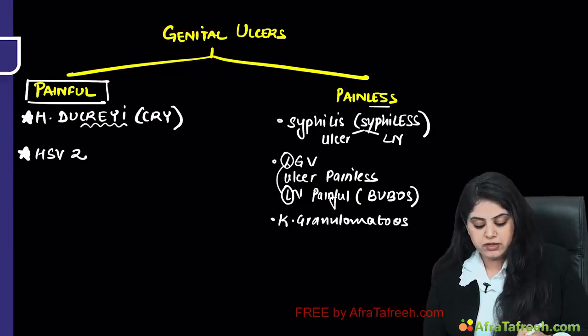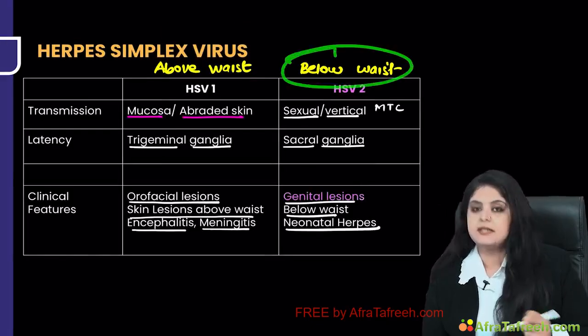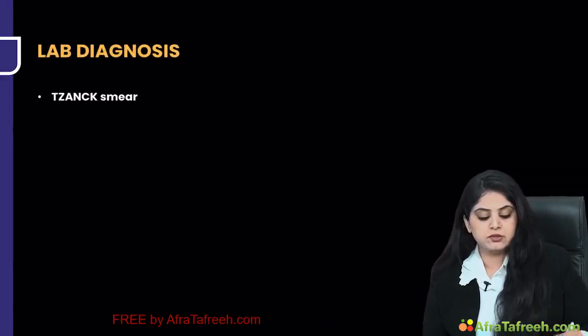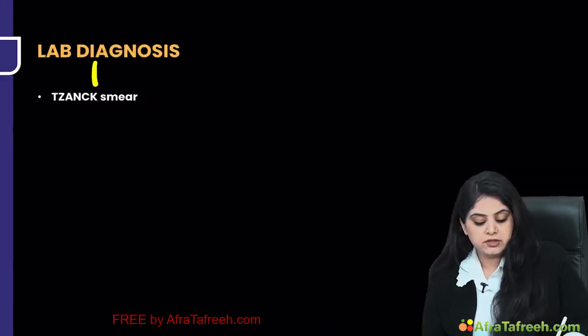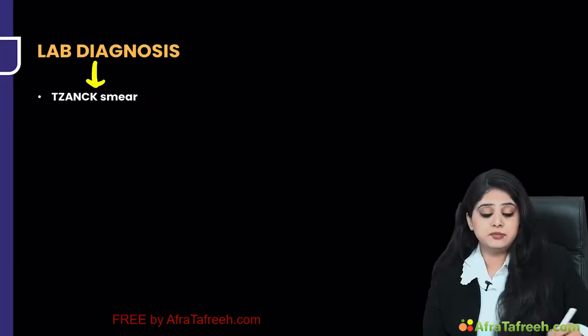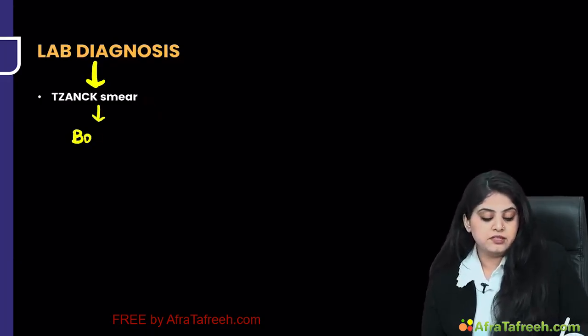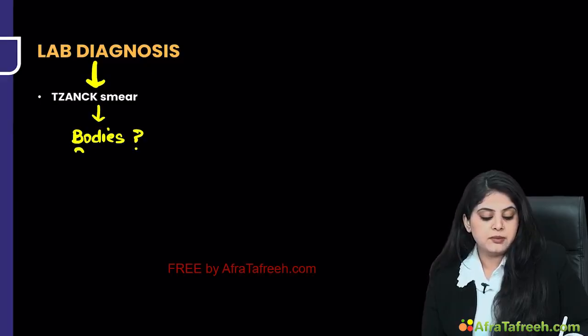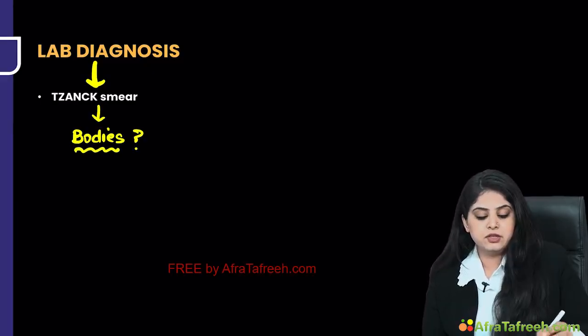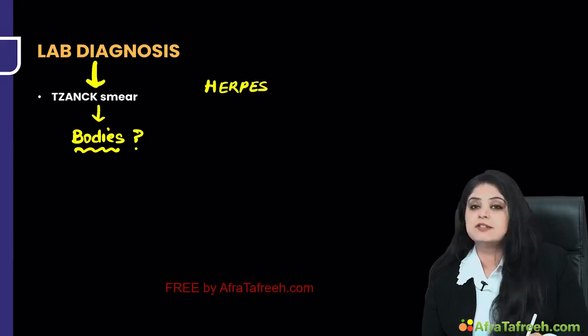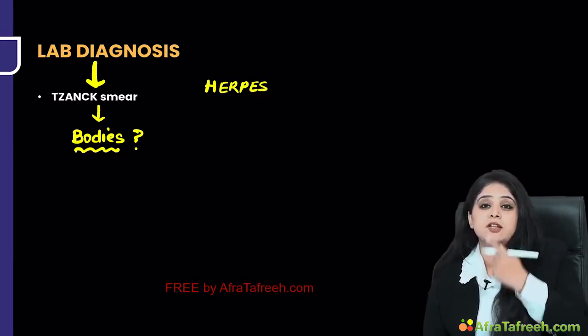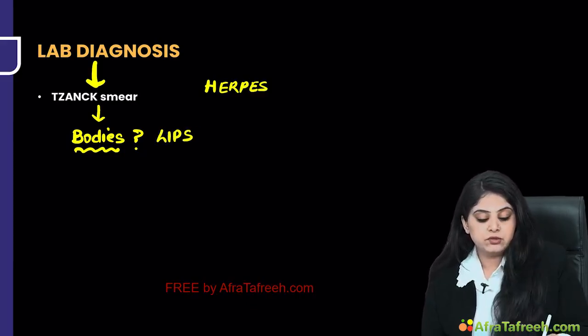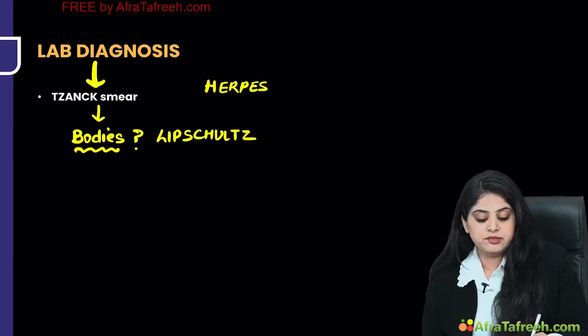So I hope everyone's okay with this information and we can move forward. So this is how we had learned about the genital ulcer. Let's quickly go on to the lab diagnosis. What kind of smear do I take for the lab diagnosis? We are going to take the Tzanck smear, and if I ask you what are the bodies that you're going to see, you will say, ma'am, this I know, there are some bodies that you see in herpes. I always told you that herpes has a lesion called herpes labialis. Lips are very commonly involved. So the bodies are also referred to as the Lipschütz bodies. I gave you this mnemonic in the general virology, isn't it?